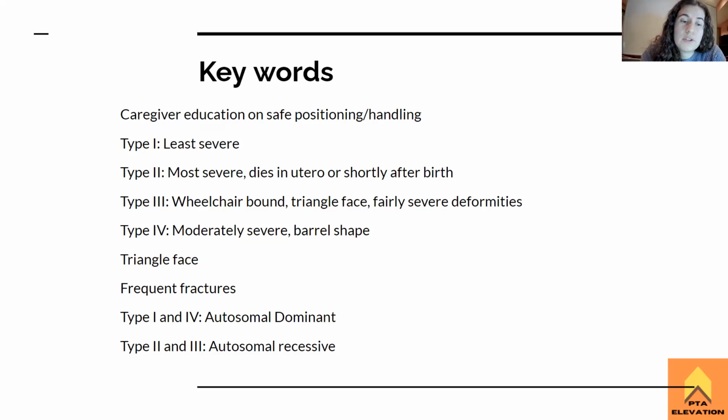Biggest thing for all these individuals will have that very characteristic triangular face that I mentioned before. Again, if you're on the podcast right now, go on YouTube and watch it. It'll just make more sense that way. Frequent fractures are also going to be present with every individual with osteogenesis imperfecta. And this is because these individuals lack the cartilage growth, so their bones are very weak. Type 1 and type 4 are autosomal dominant, and type 2 and type 3 are autosomal recessive. So that should be a good recap on everything going on with this individual.